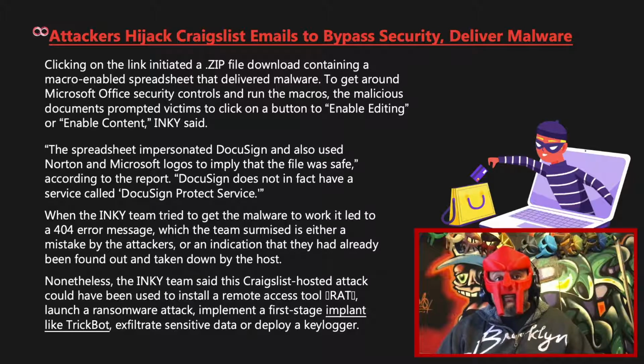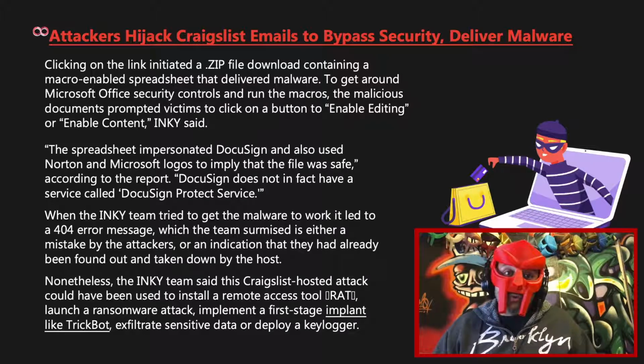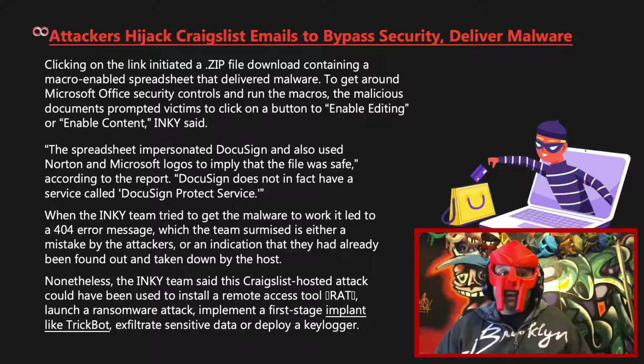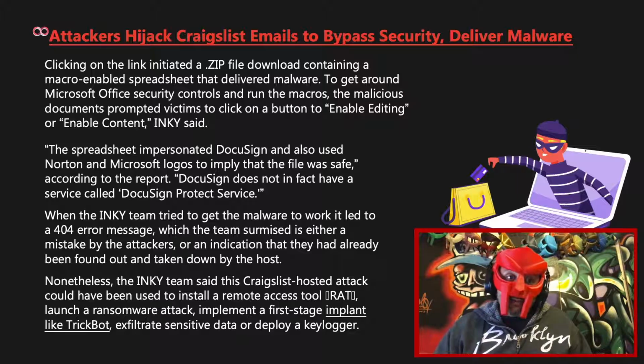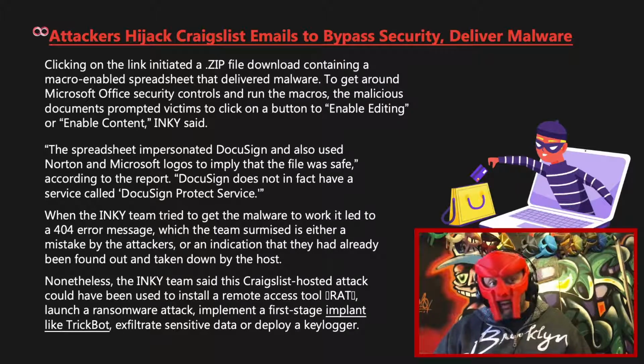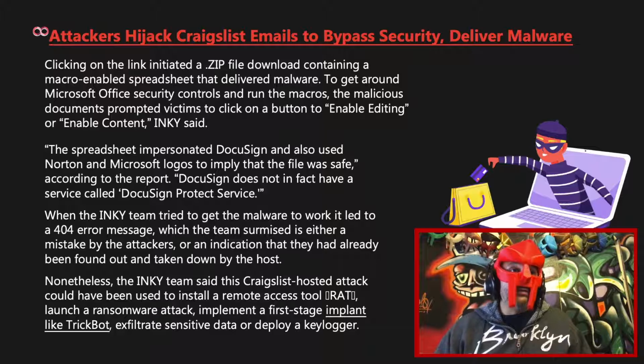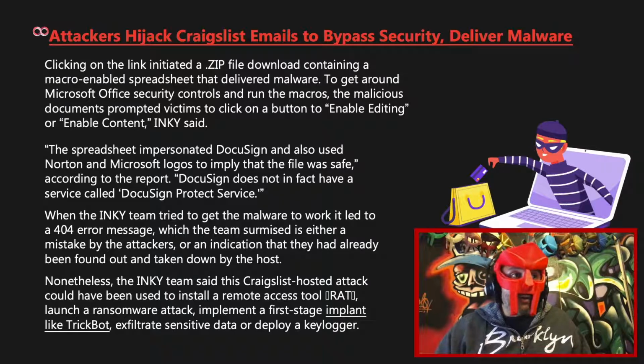Nonetheless, the INKY team said this Craigslist host attack could have been used to install a remote access tool, or RAT, launch a ransomware attack, implement a first-stage implant like TrickBot, exfiltrate sensitive data, or deploy a keylogger, as I mentioned earlier in this episode. INKY advised Craigslist users to be on the lookout for these kinds of attacks and added that any emails that seem unusual should be viewed as potentially malicious. "Another red flag is the mixing of platforms," the analyst added. "It doesn't make sense to resolve a Craigslist issue through a document uploaded to OneDrive."